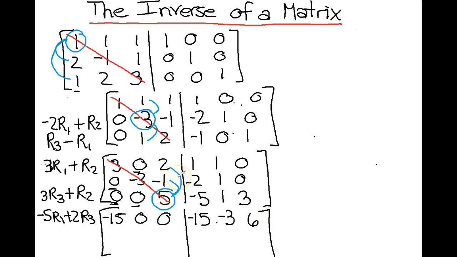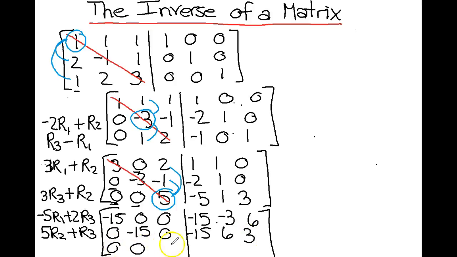Row 2. How do I get that 0 there? Well, I'm just going to multiply row 2 by 5 and just add row 3 to it. So 0 times 5 is 0 plus 0 is 0. Negative 3 times 5 is negative 15 plus 0 is negative 15. I get a negative 5 here plus 5 is 0. I get a negative 10 here minus 5 is a negative 15. I get a 5 and a 1 is 6. I get a 0 and a 3 is 3. And now I'm not changing row 3.